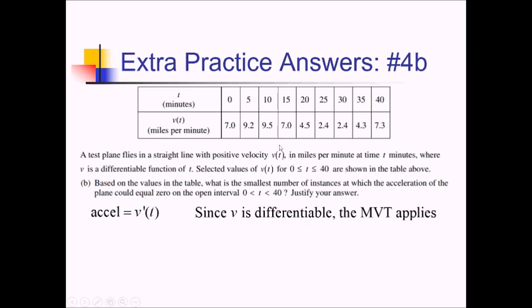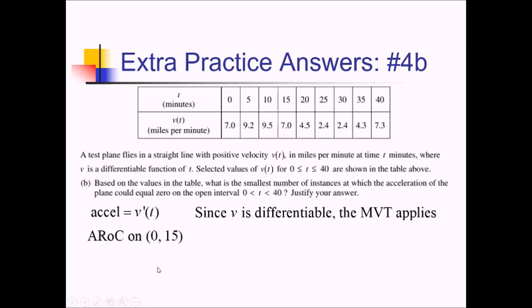I'm going to look for intervals. In order to get 0 with average rate of change, I need the output, the v value, to be the same at both endpoints of my interval. So looking at my table, this first value here, we've got 7. Does that get repeated anywhere? It does, here at time 15. So I'm going to set up an average rate of change from 0 to 15.